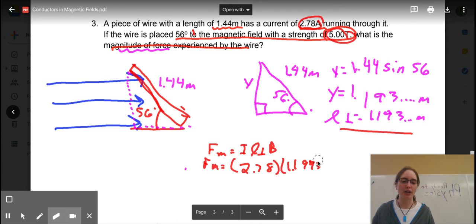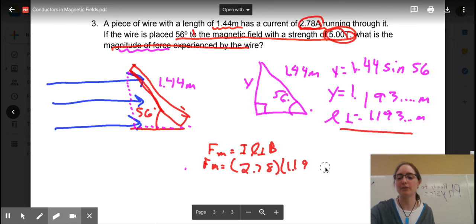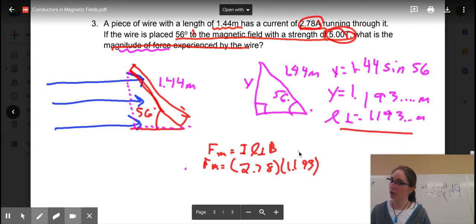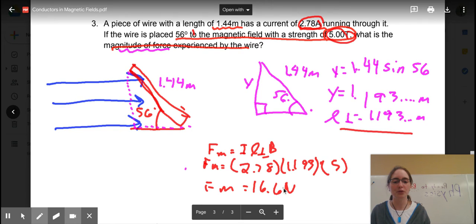Let's make this neat, if you can call my writing neat. There we go. All digits, remember, all digits. And then we're going to multiply that by our B, which is 5 Tesla. And you're going to get a magnetic force equal to 16.6 newtons. And the question says magnitude, so therefore you don't have to give me direction.